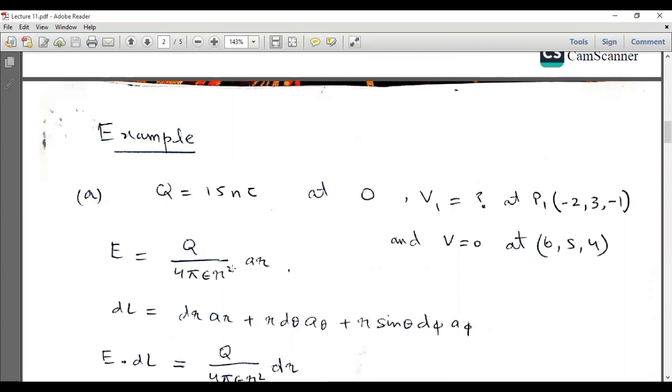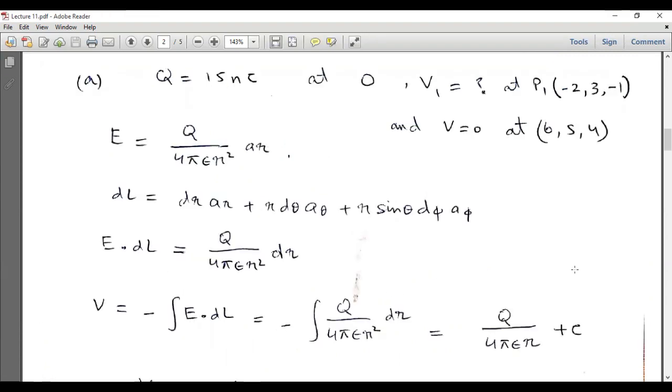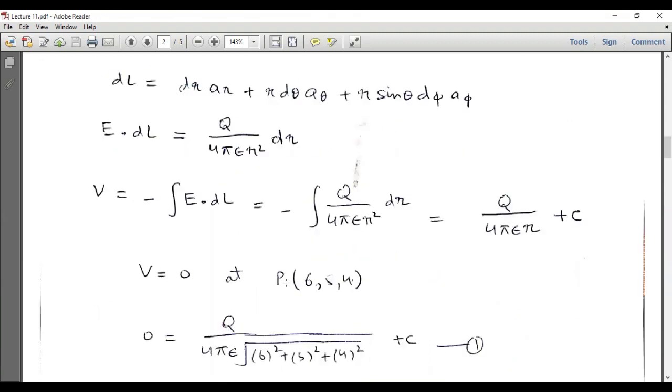So let's solve another example, and in this example, we are given a point charge of 15 nanocoulomb placed at origin, and we have to calculate the absolute potential at point P1, and we are given that the potential is equal to 0 at this point. So for a point charge, electric field is given as Q over 4 pi epsilon R square aR, and this is equal to dl. So E dot dl will be equal to minus Q over 4 pi epsilon R square dr. Rest of the dot products will be equal to 0, and this will be equal to Q over 4 pi epsilon R plus constant of integration. So this constant of integration will be evaluated by using this condition that V is equal to 0 at this point. So let's put this condition.